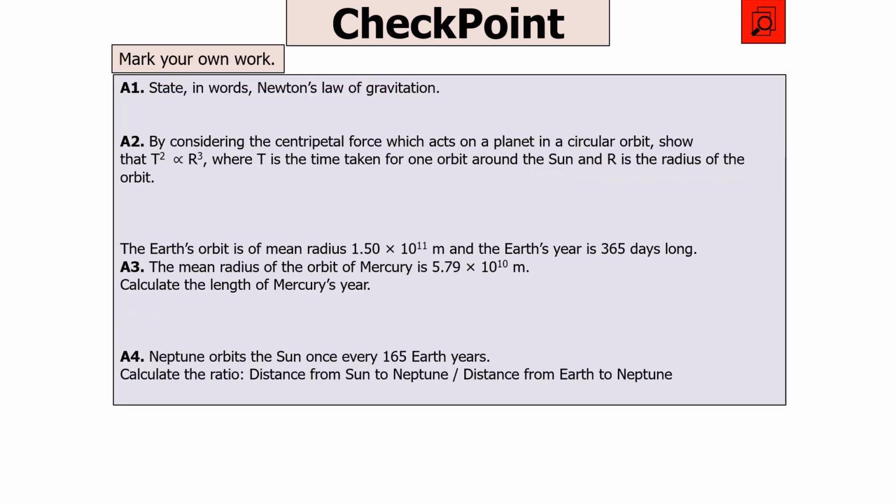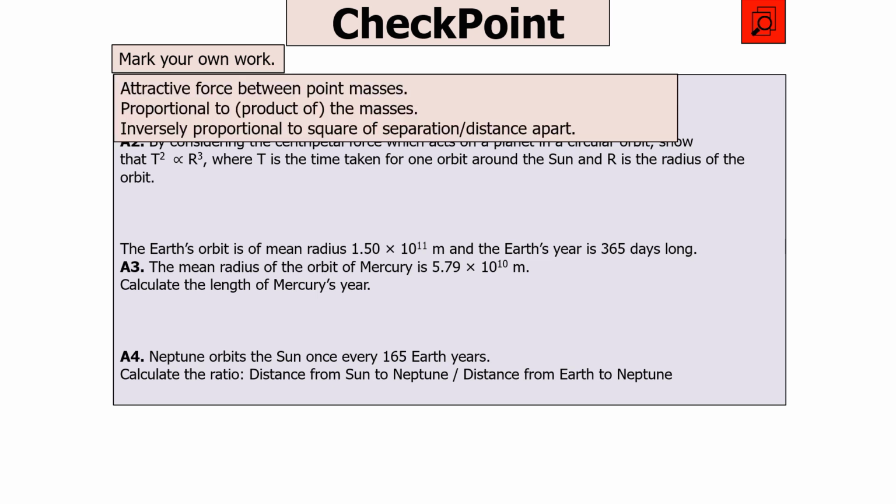Right, so in this particular question, you've got to know what Newton's law of gravitation is. That gravitation is going to be attractive between point masses. The force of the attraction is going to be proportional to the product of the two masses, but inversely proportional to the square of the separation of those two masses.